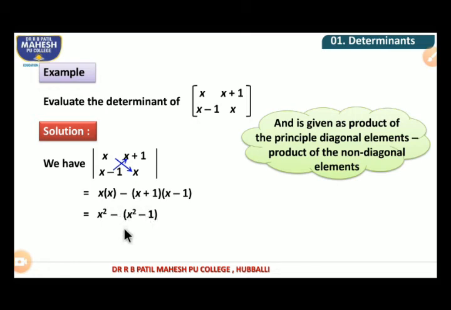Then for the next step we have to multiply this minus sign. Therefore we will be having x square minus x square, and minus into minus becomes plus 1. Therefore x square and minus x square will be cancelled. So the answer will be 1. So this is how to find out the value of this determinant. And we will go for the next example.